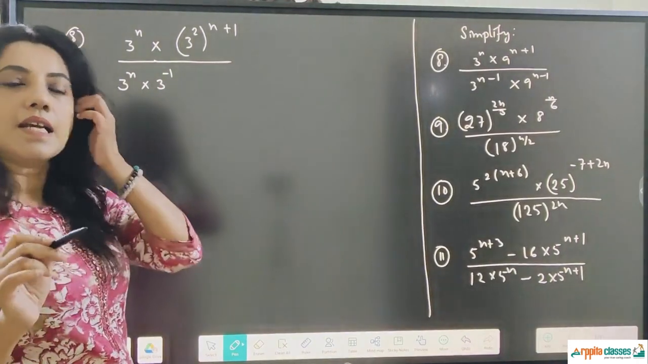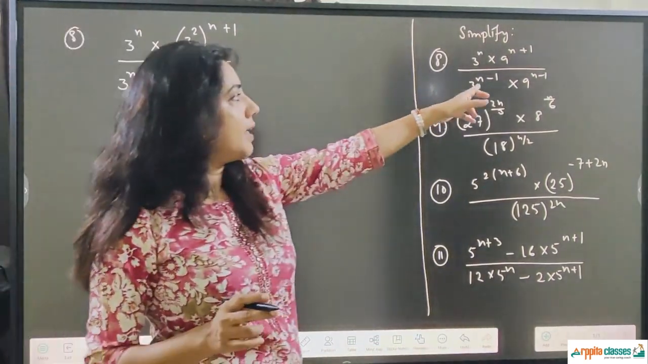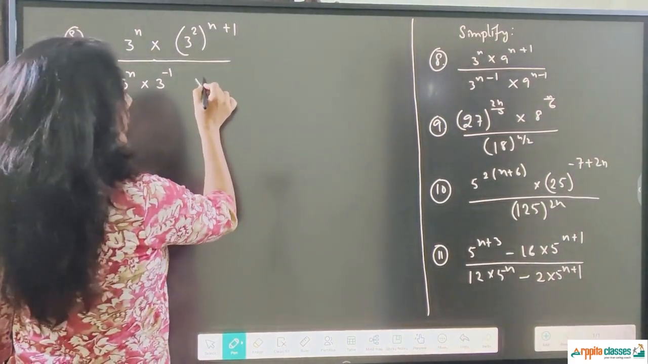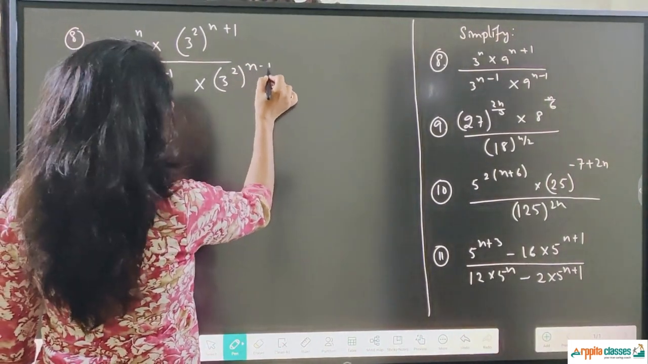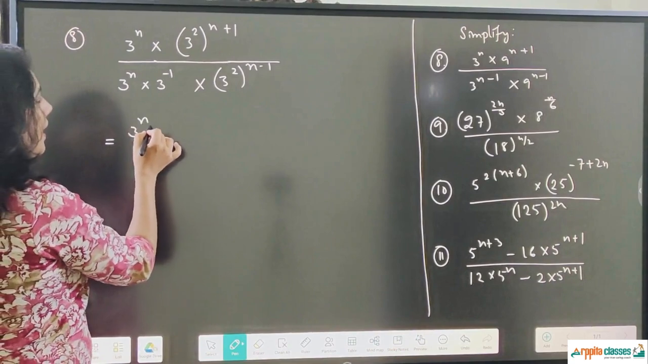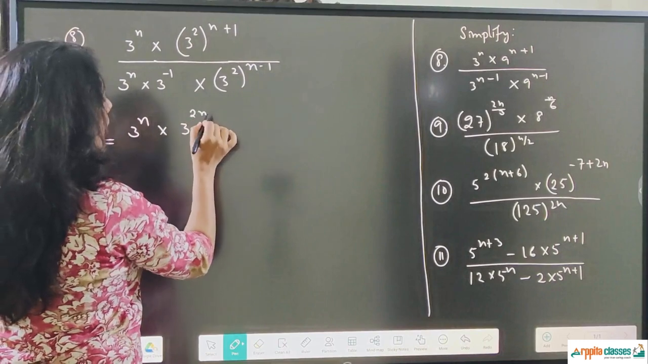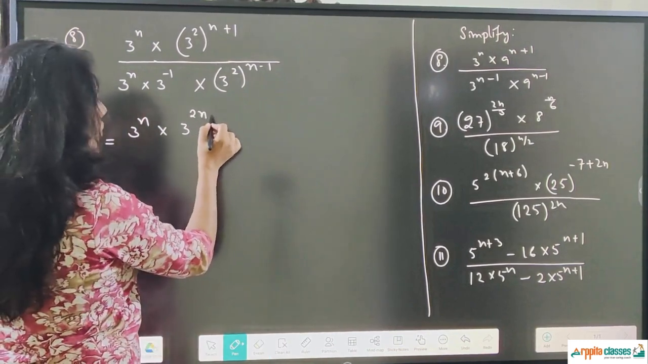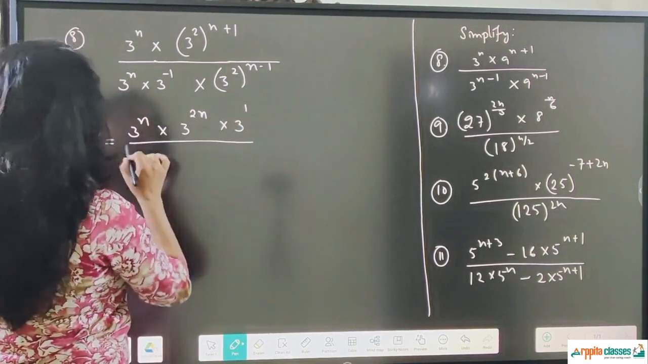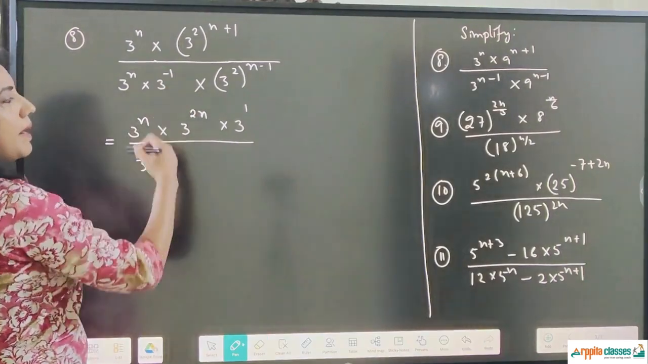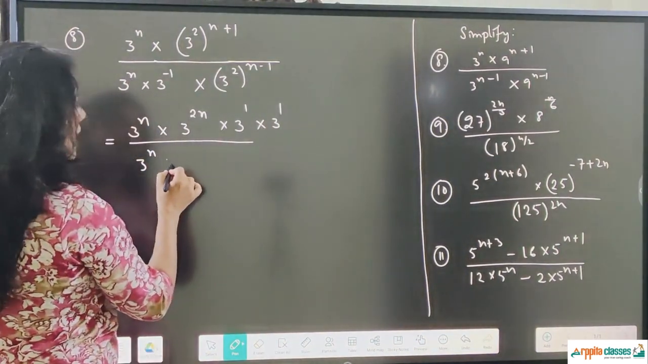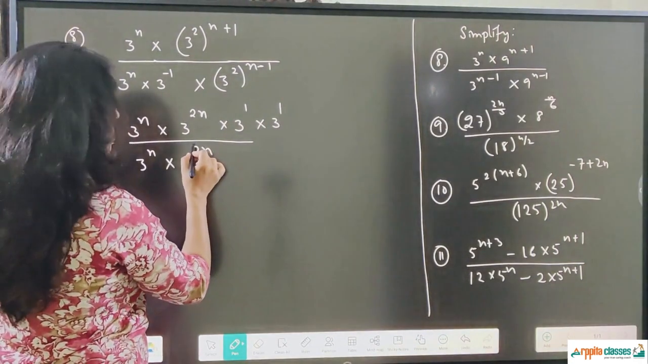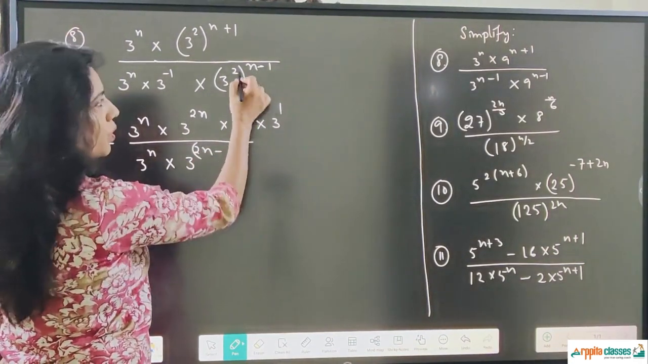How is it? When the bases are same, powers can be added. So if the powers are in the added form, that means we can separate it out. It is 3 to the power n into 3 to the power minus 1 into 9, which is 3 square, and that whole to the power n minus 1 is there. Now this is 3 to the power n into 3 to the power 2n plus 1, that is 3 to the power 1. I am separating this out. So 3 to the power 2n into 3 to the power 1, divided by 3 to the power n, this 3 to the power minus 1 I will take up so that it becomes positive, and we are getting 3 to the power 2n minus 2.